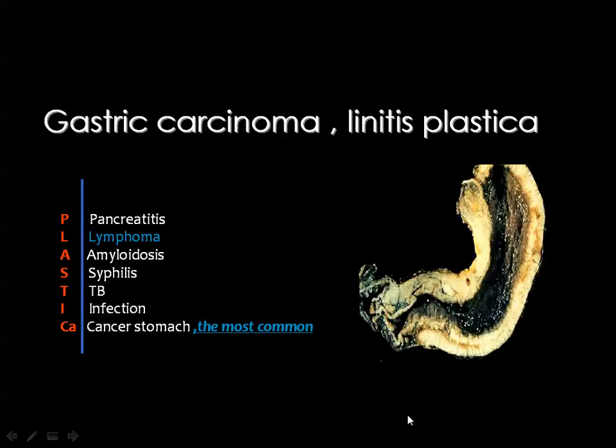One of the forms of gastric carcinoma is the diffusely infiltrating type, which is known as linitis plastica. Linitis plastica is commonly caused by gastric carcinoma, but there are other causes, and you can remember them by this abbreviation: pancreatitis, lymphoma is one of the good possibilities, amyloidosis, syphilis, TB, other types of infection, and the most common is gastric carcinoma.